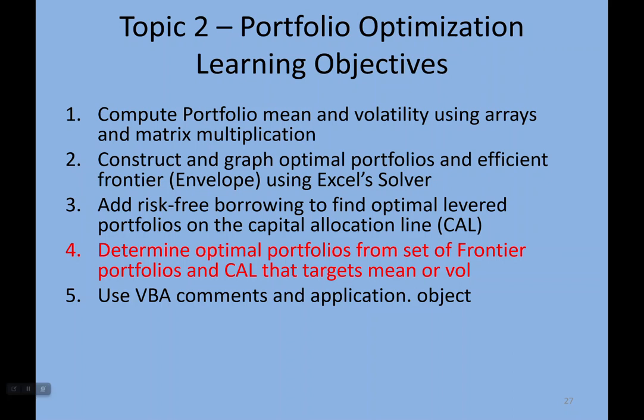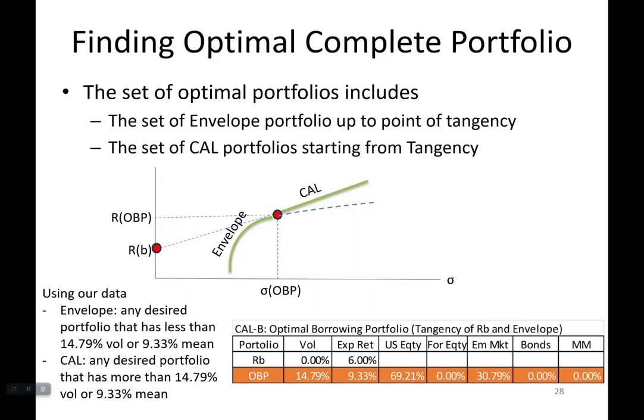Advanced Financial Modeling, Topic 2, Portfolio Optimization, Learning Objective number 4. We're going to determine the optimal portfolio from a set of frontier portfolios and the capital allocation line from last section that targets either a mean or a volatility. So let's draw this picture to help what we're about to do.